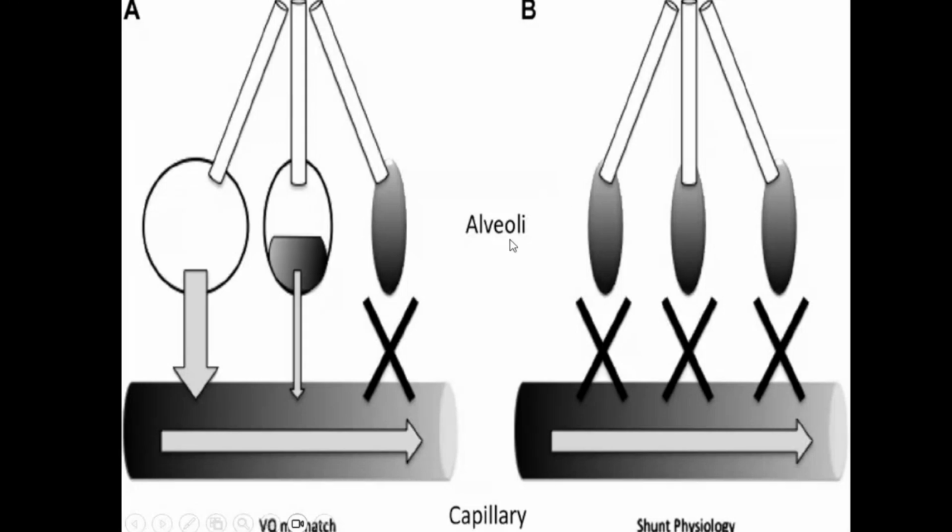So again, the concept of VQ mismatch versus shunt. In VQ mismatch, we can see the perfusion is somewhat maintained, but the problem is with the different degrees of ventilation: a properly ventilated alveoli, a partially ventilated alveoli, and a collapsed alveoli. Whereas in shunt physiology, the problem is the ventilation is not at all there. There is perfusion, continuous perfusion, but there is no ventilation at all, zero. It is totally bypassing the gas exchange part.